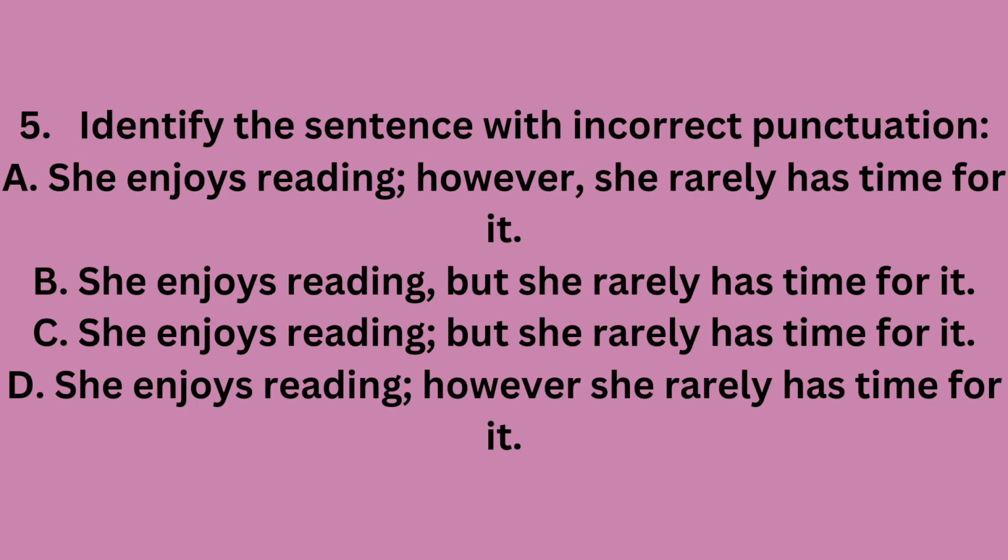The last but not the least question here is question 5. Identify the sentence with incorrect punctuation. A. She enjoys reading; however, she rarely has time for it. B. She enjoys reading, but she rarely has time for it. C. She enjoys reading; but she rarely has time for it. D. She enjoys reading. However, she rarely has time for it.